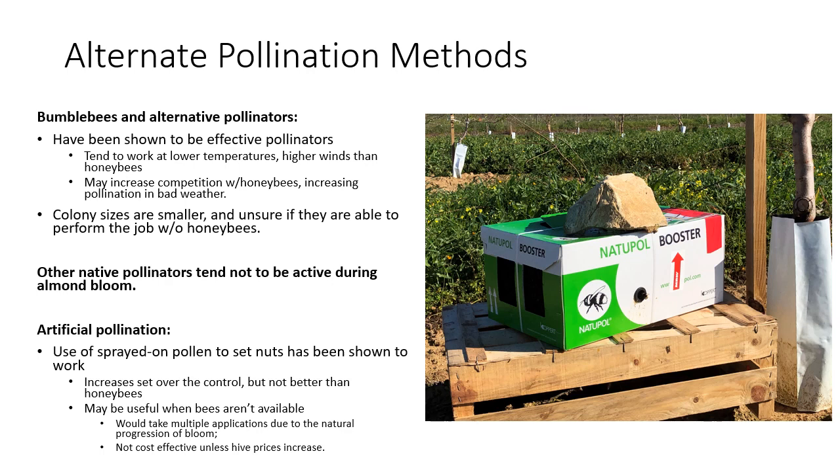Due to the ongoing concerns about honeybees, there has been a lot of interest in looking at alternative pollinators and pollination methods. Bumblebees and other native insects have been shown to be effective pollinators. Bumblebees, in particular, are active at lower temperatures and higher wind speeds. When placed amongst honeybees, they increase the rate of pollination due to resource competition. As such, placement of bumblebees may improve the rate of pollination within bad weather years.